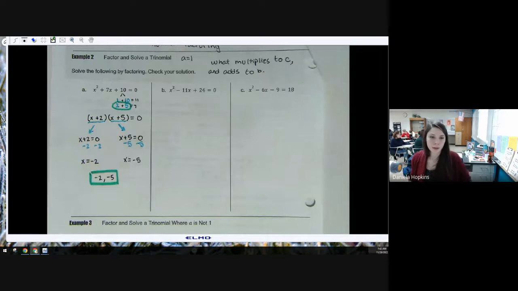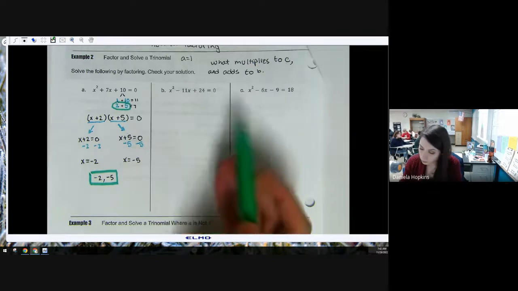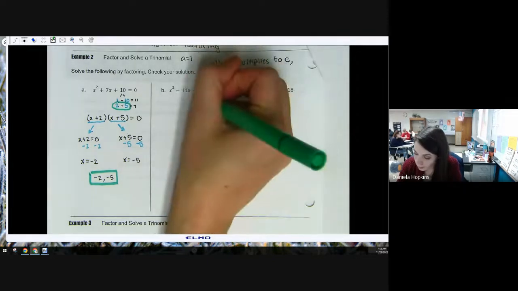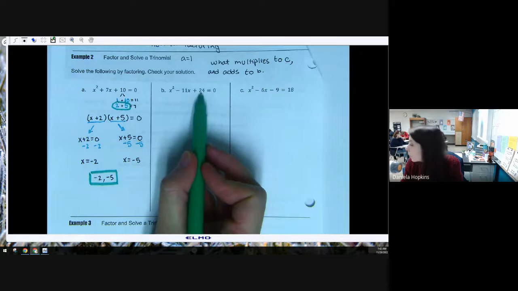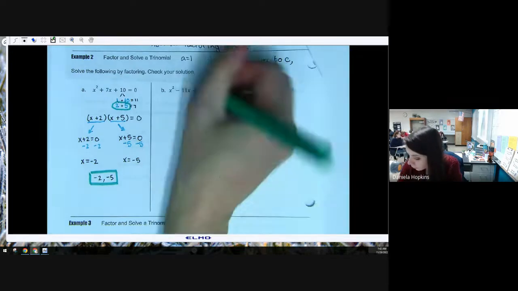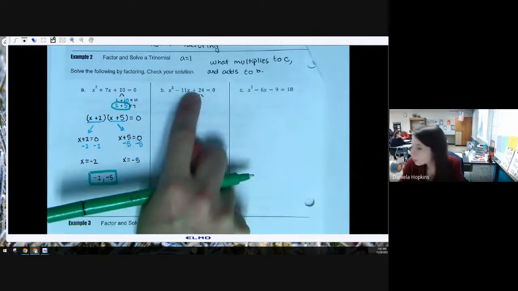Okay, let's keep looking at these. So again, I checked to make sure this is equal to 0. It is equal to 0. So then I'm going to look for all the numbers that multiply to positive 24 but add to negative 11. So now I have to add to a negative but multiply to a positive. How is that possible? If one's positive and one's negative, wouldn't it multiply to a negative?